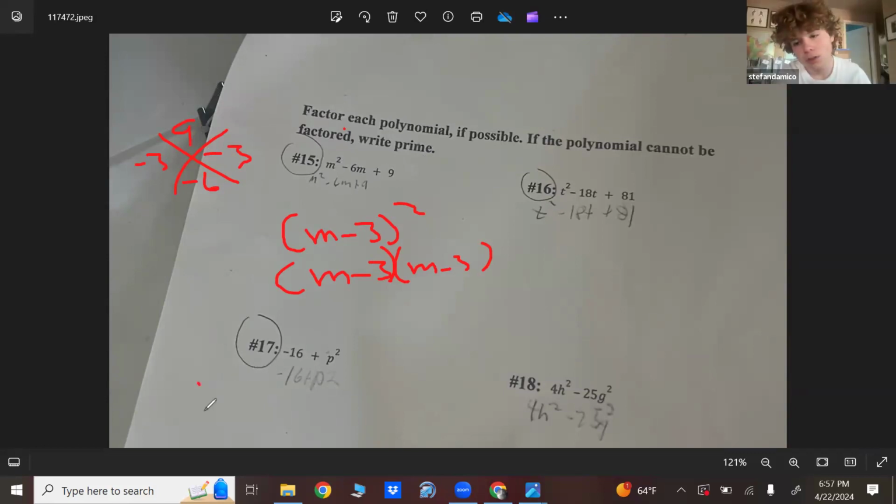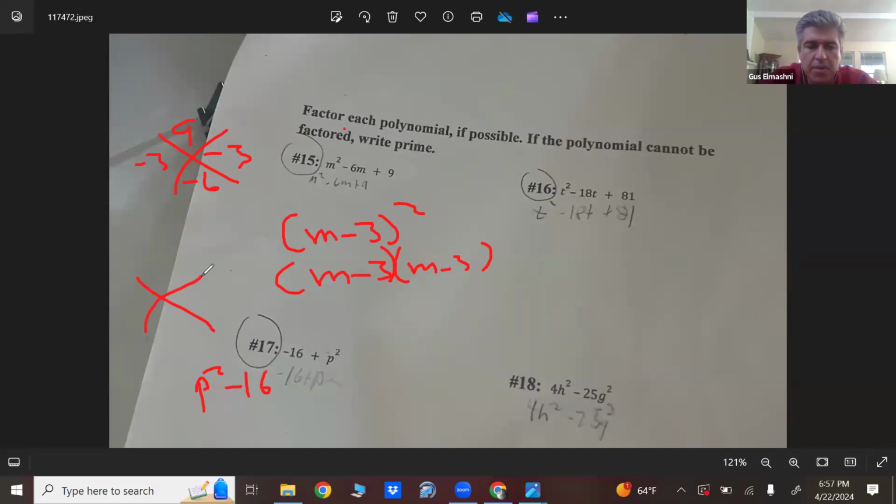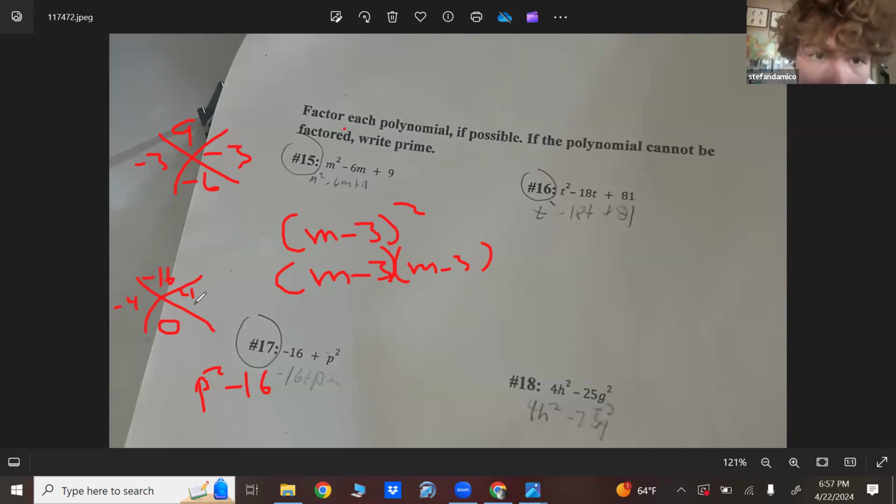Like for 17, it's p squared minus 16. So there's no middle term. You can assume that everything adds up to 0. You have -16, so it's -4 and 4. So p minus 4, p plus 4.